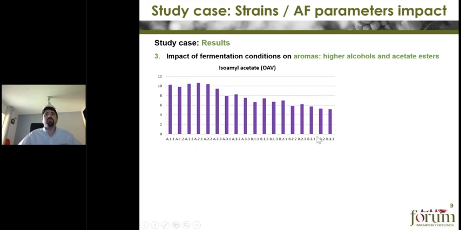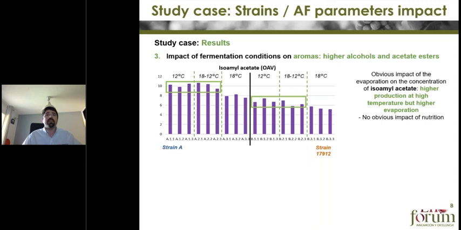Then if you go to the higher alcohols and acetate esters, here I put the isoamyl acetate, and again you have strain A on the left and strain 17912 on the right. What you see is very different. But what is interesting is when you look at the difference between the temperature regimes. On the isoamyl acetate, you have an obvious impact of the temperature. You have a much higher concentration of isoamyl acetate at lower temperature, or when you lower the temperature after the beginning of the fermentation, so you limit the evaporation.